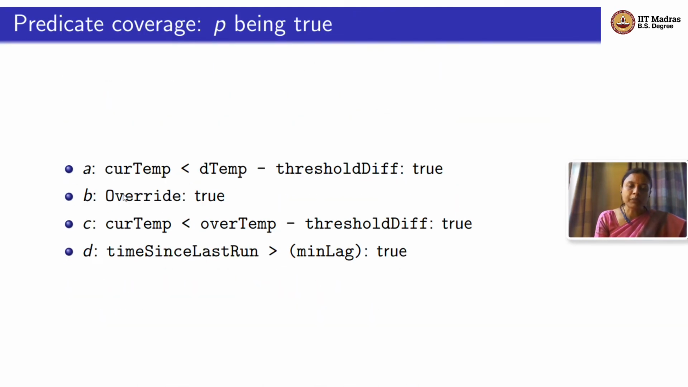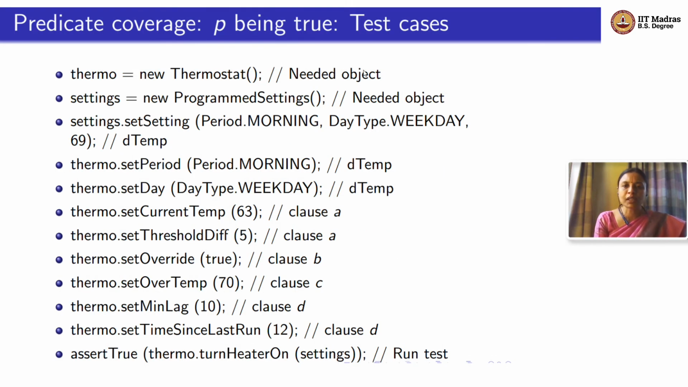So A was what? Current temperature is less than desired temperature minus threshold difference. So assign values. Current temperature value should be less than this difference. Override should be assigned true. Similarly, for C to be true, the value assigned for current temperature should be less than this and override should be true and so on. So here are some set of values that you can assign.